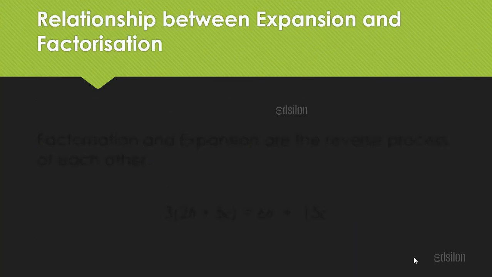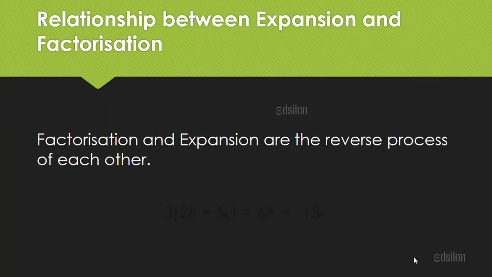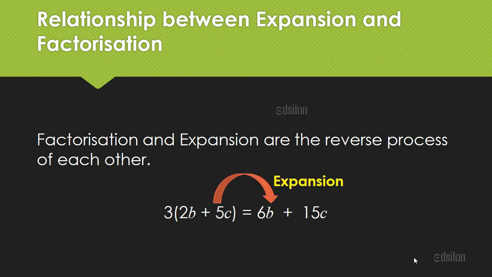How is factorization related to expansion? Well, factorization and expansion are the reverse process of each other. Let's take a look at this example again. From the product to the sum of terms, this process is called expansion. From the sum to the product, this process is called factorization.